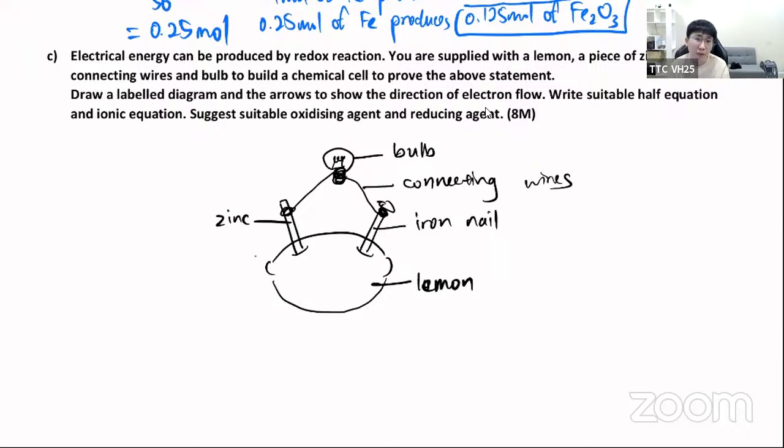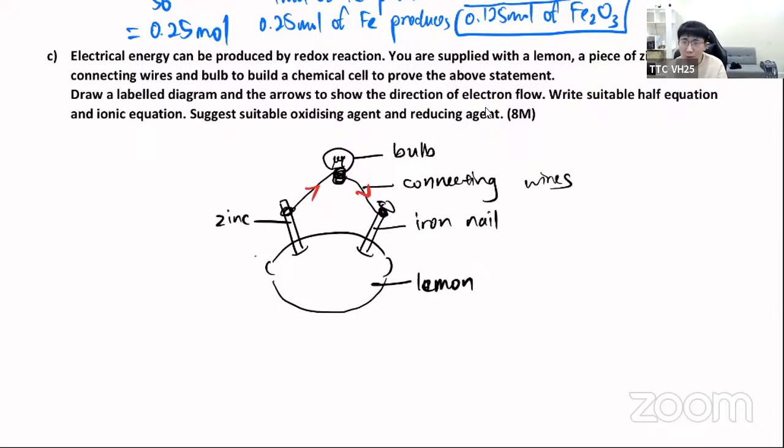Just find whoever donates electron and whoever gains electron. So zinc and iron nail, who is actually more reactive? The one that we remember last time in the reactivity series, or you can just refer back to the table. Do they have Fe or not? So technically, the one that is more reactive will donate electron, which is zinc. So zinc will donate electron to your iron nail. Like that. So the red color is the direction of electron flow, the arrow.